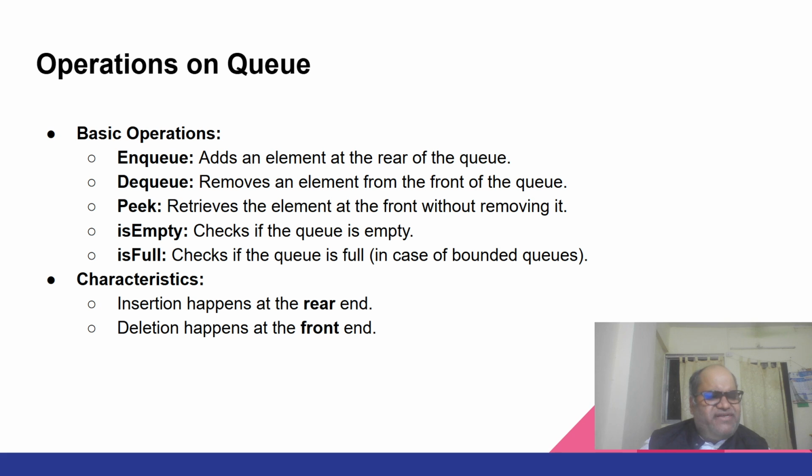The basic operations here are: we add an element at the rear of the queue, and we remove an element from the front of the queue. Removal, which we call DQ, is deleting from the queue and happens at the front. Addition to the queue, that is enqueue, happens at the rear of the queue. Peek retrieves the element at the front without removing it, just like peek of the stack.